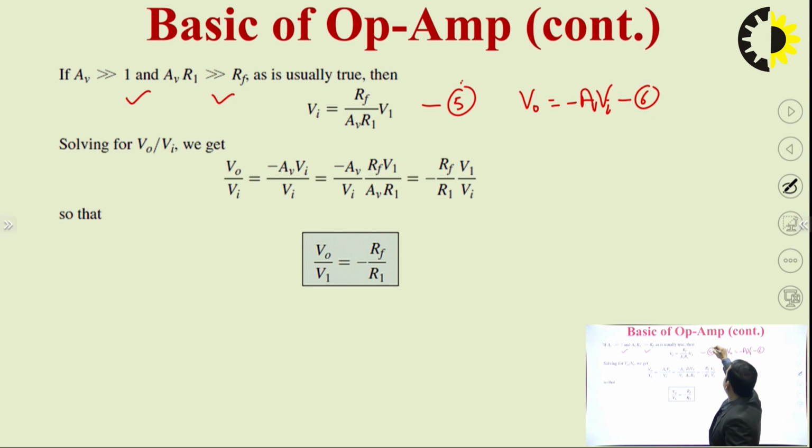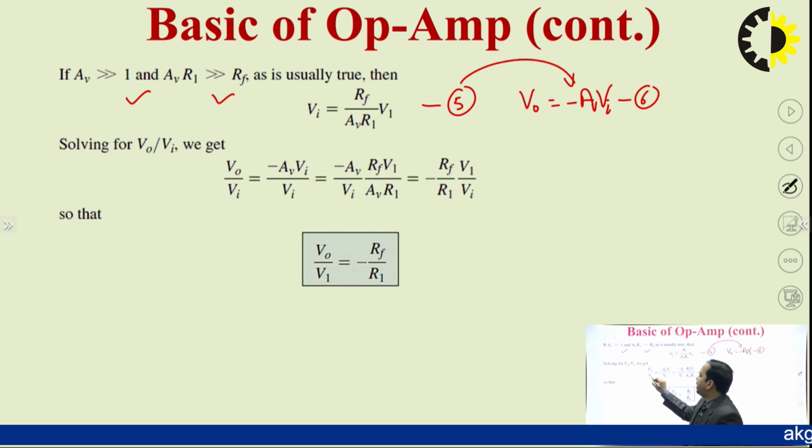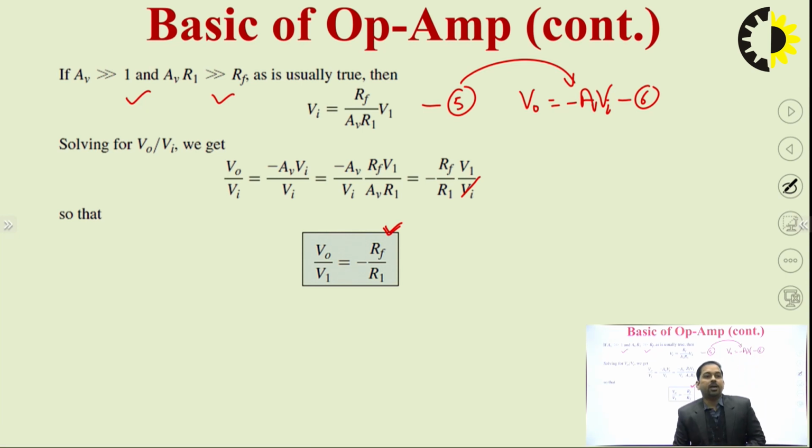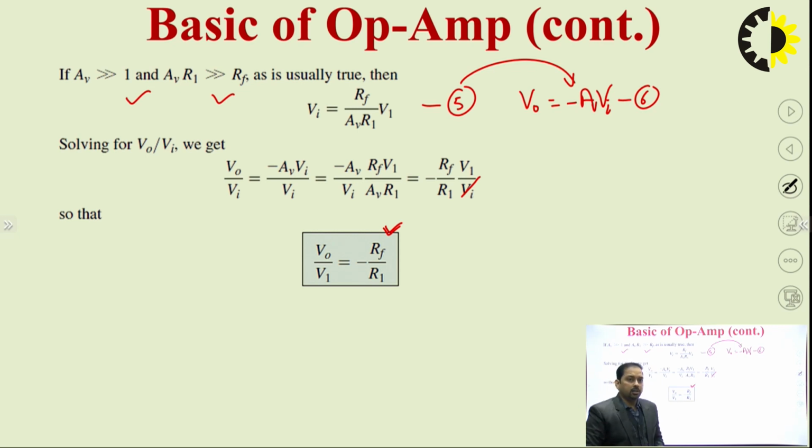So if we put equation number 5 and equation number 6, then we have V0 by V1 equal to minus of Rf by R1, V1 by Vi. Vi will be cancelled with this Vi, and we have a result which is V0 by V1 equal to minus Rf by R1. This voltage gain we achieved with the help of the conventional technique.